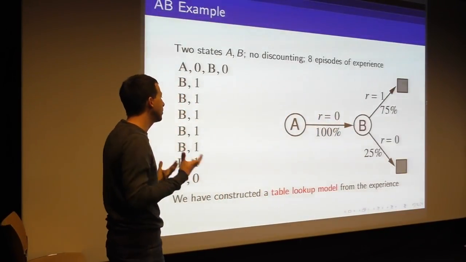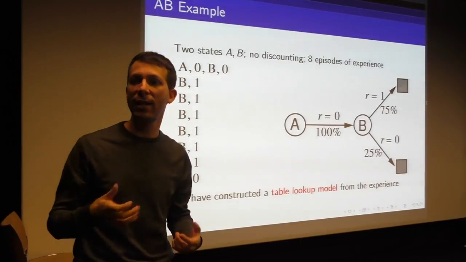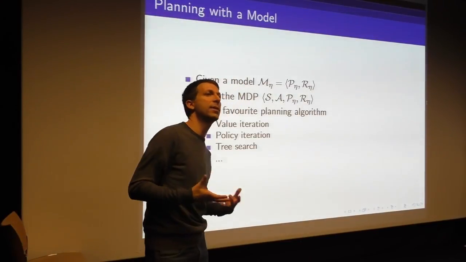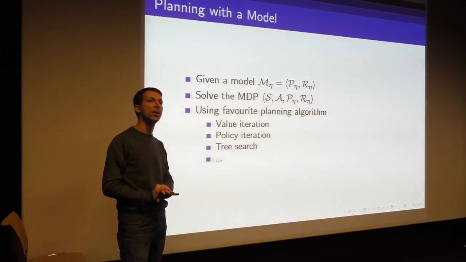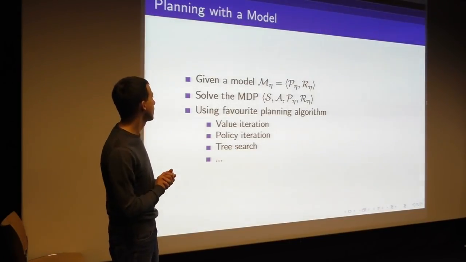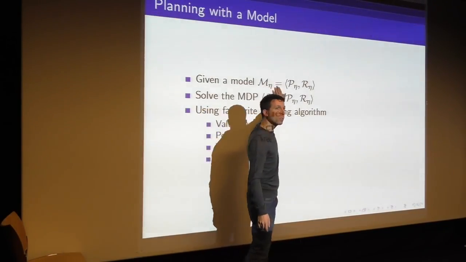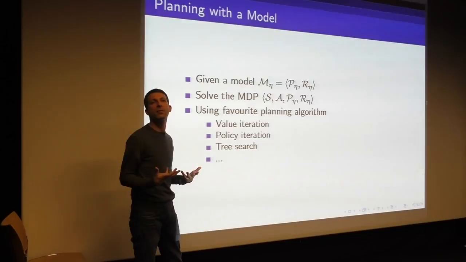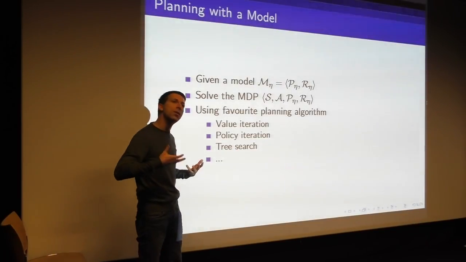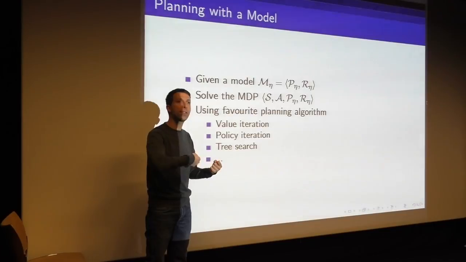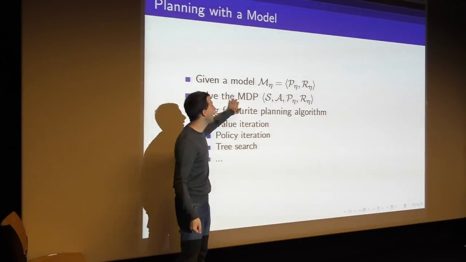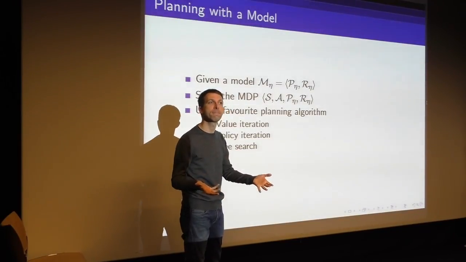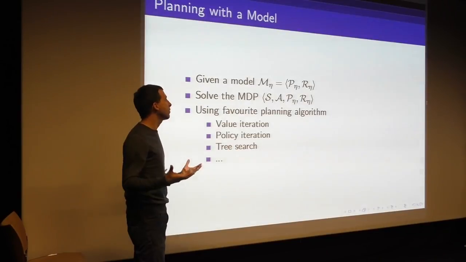So now we've got a table lookup model. Let's start to understand how to use it. The next step, and this is the important step, is to plan with the model. So far we've just talked about learning a model. What does it mean to plan with a model? We've got the MDP that we've learned, we've estimated our MDP, for example the one on the previous slide. Planning basically means solving that MDP. It means using the model we've got to try to find the best thing to do. We're going to solve that MDP to find the optimal value function and the optimal policy, and hence pick the best action. You can use your favorite planning algorithm to do that.